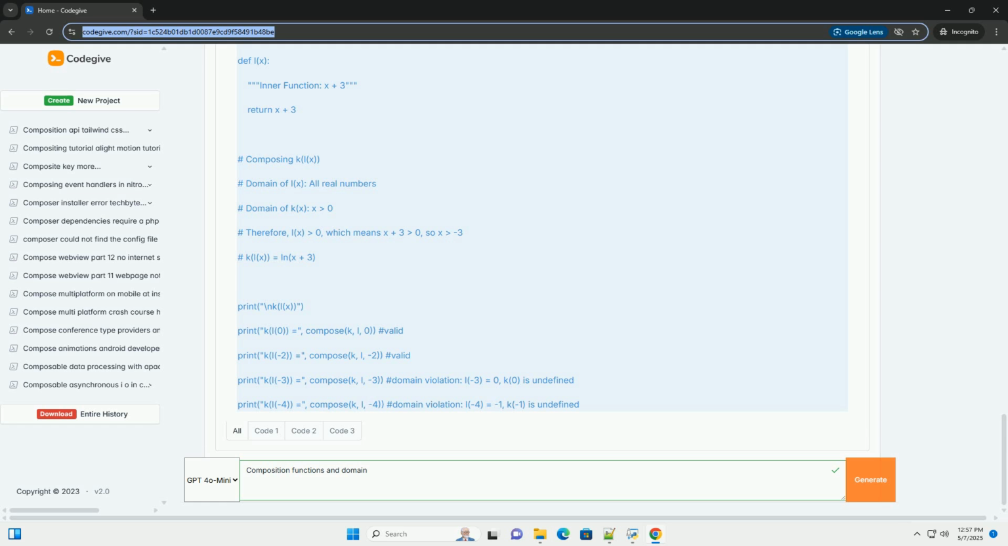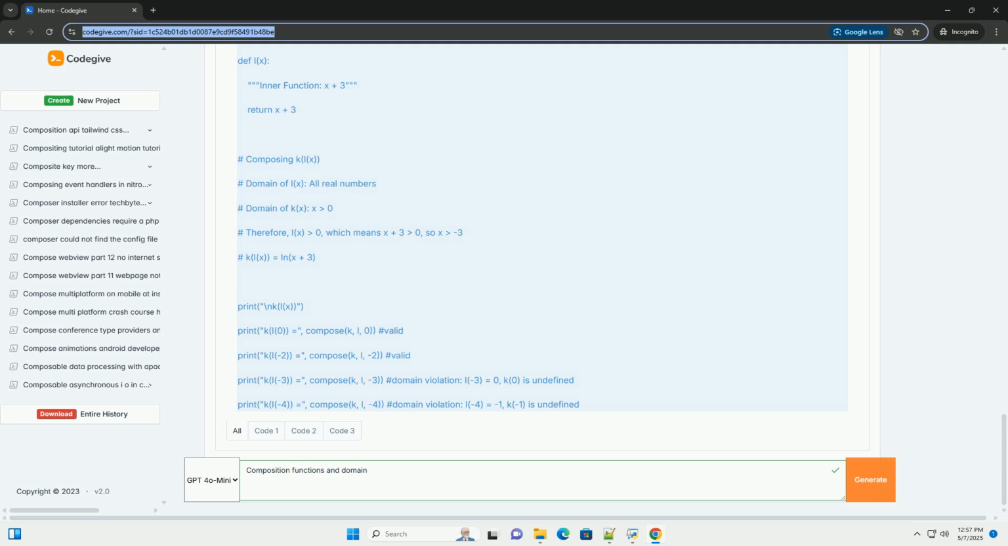Example 2: f(x) = sqrt(4 - x), g(x) = x^2. We want to find the domain of f(g(x)) = sqrt(4 - x^2). 1. Domain of g(x): all real numbers. 2. Domain of f(x): 4 - x ≥ 0, which means x ≤ 4.